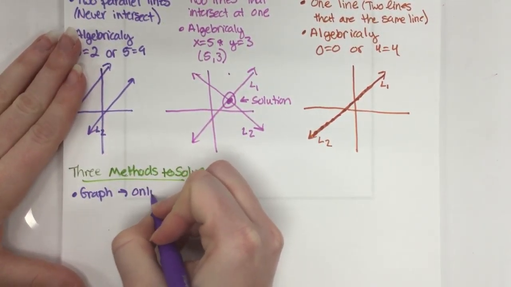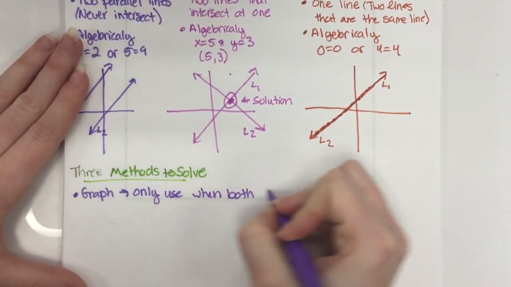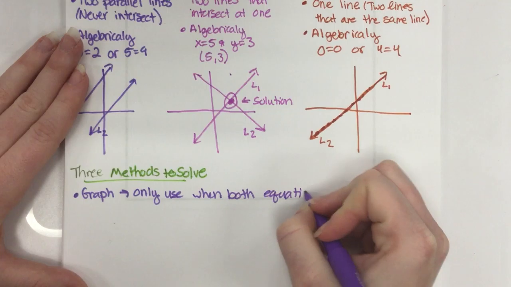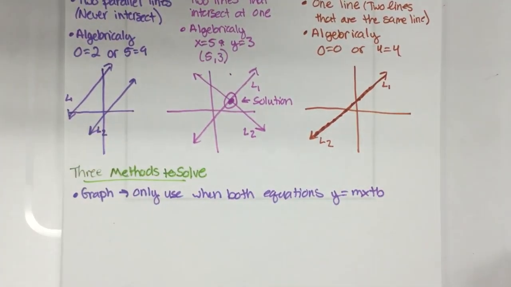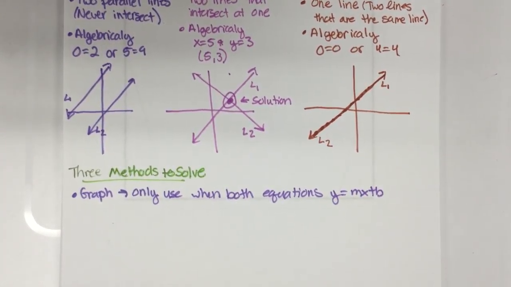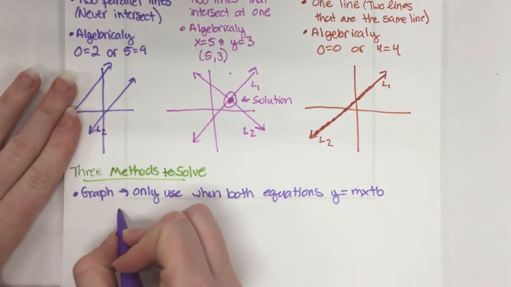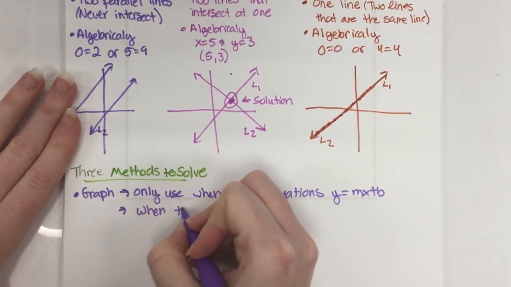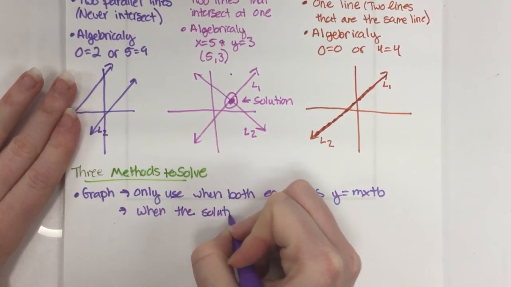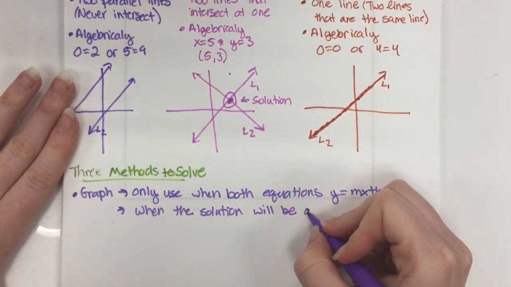So typically, you're only going to use this when both equations are in y equals mx plus b form, right? If they're not in y equals mx plus b form, then you'd have to move them into that form in order to graph it, and it's extra work that you don't need to do, okay? The other really key thing is you only want to use it when the solution is a whole number, or will be a whole number, which is really hard to tell a lot of the time.